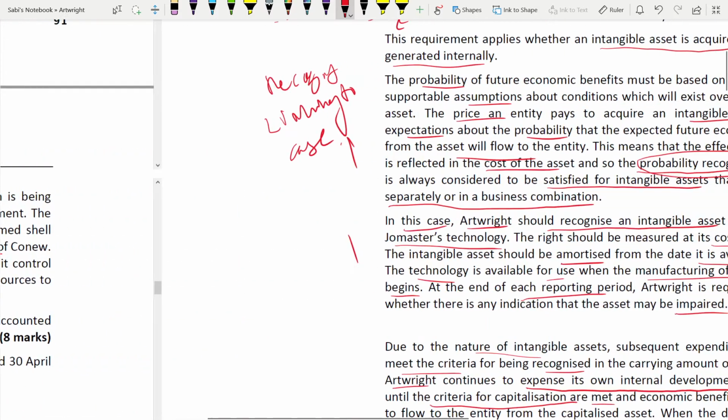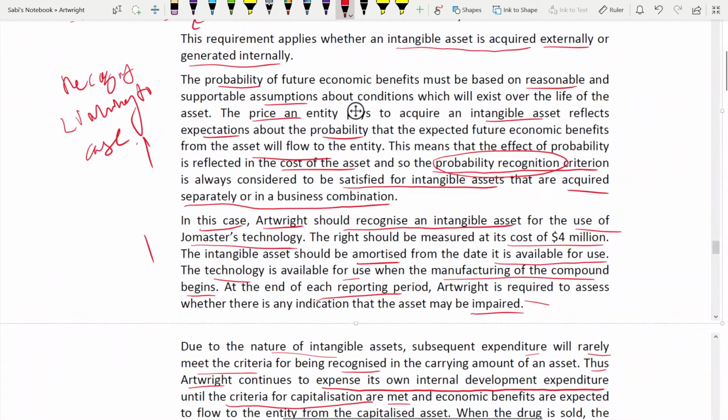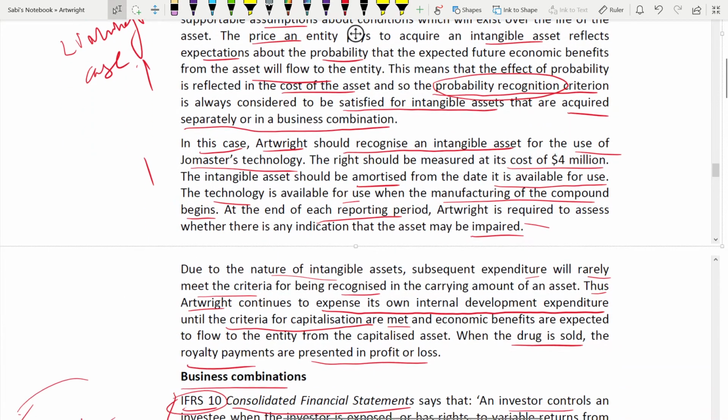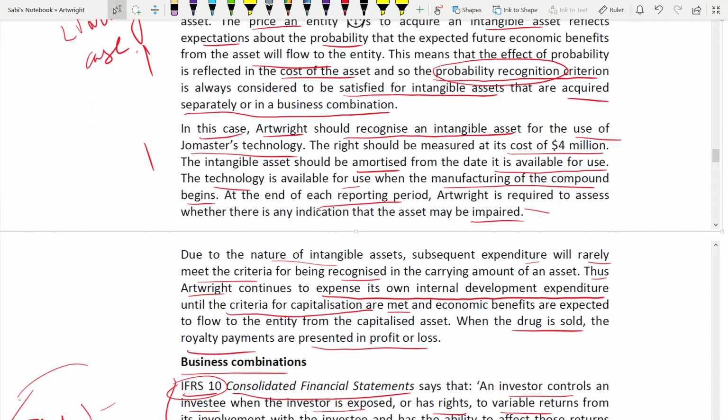It's an asset. It's possible that most of the students think that the moment they have acquired 65% in this company, it's a business combination. No, it need not be. It could be an asset acquisition also. Okay, you have to look for the facts.